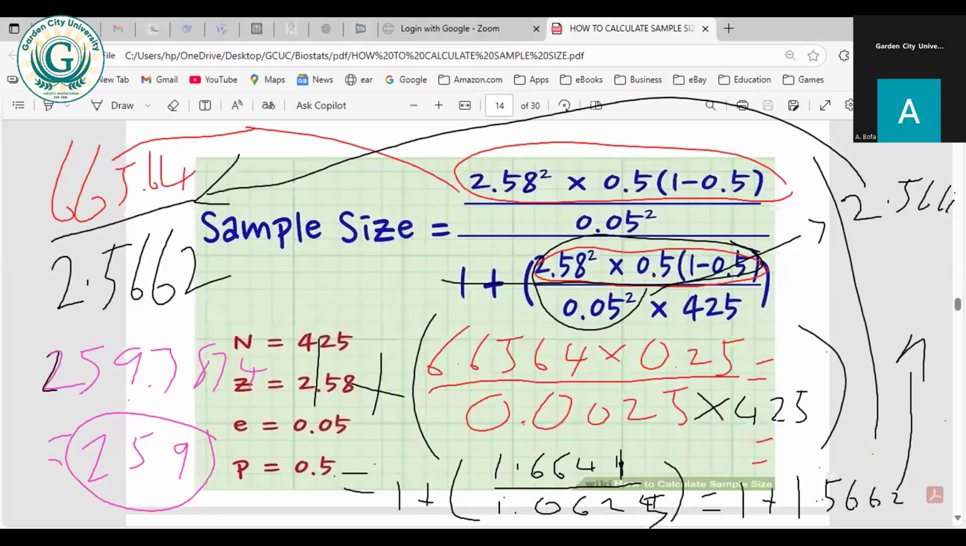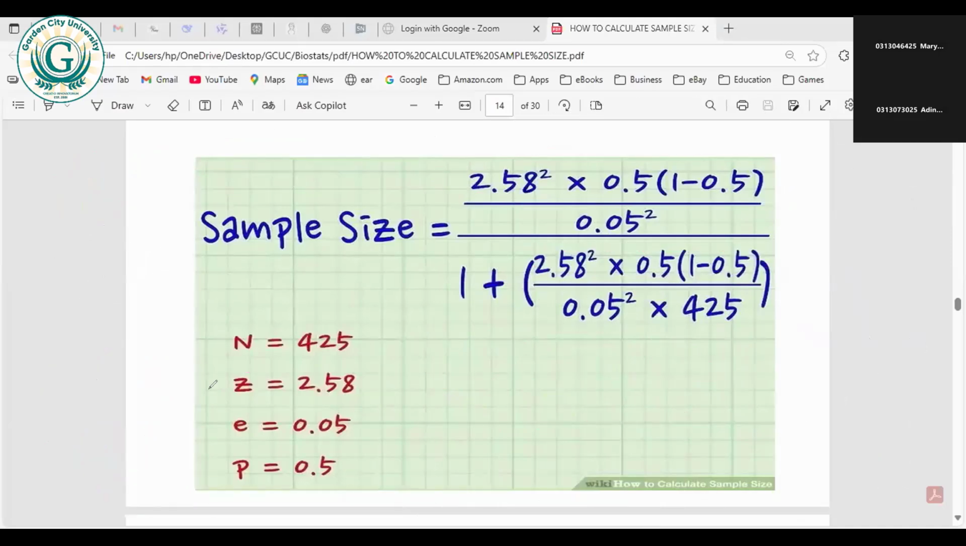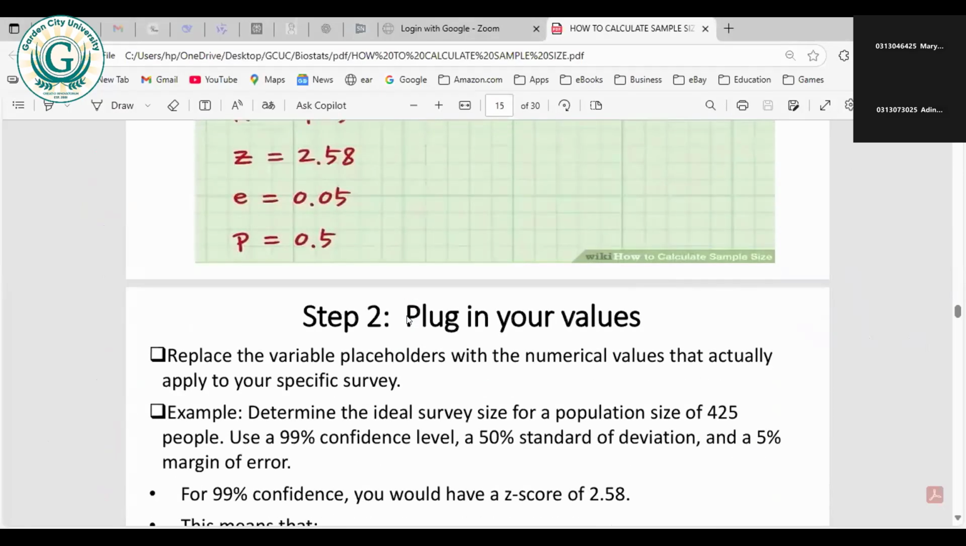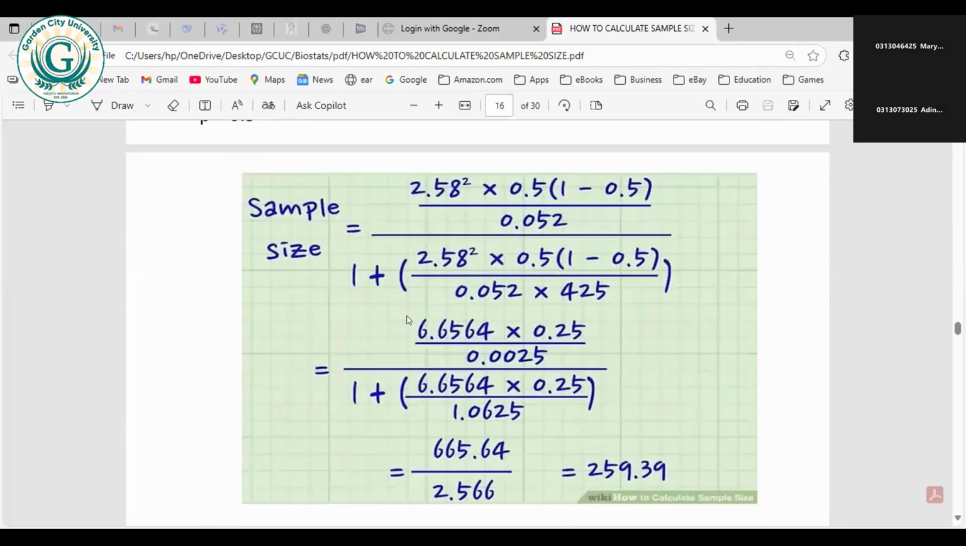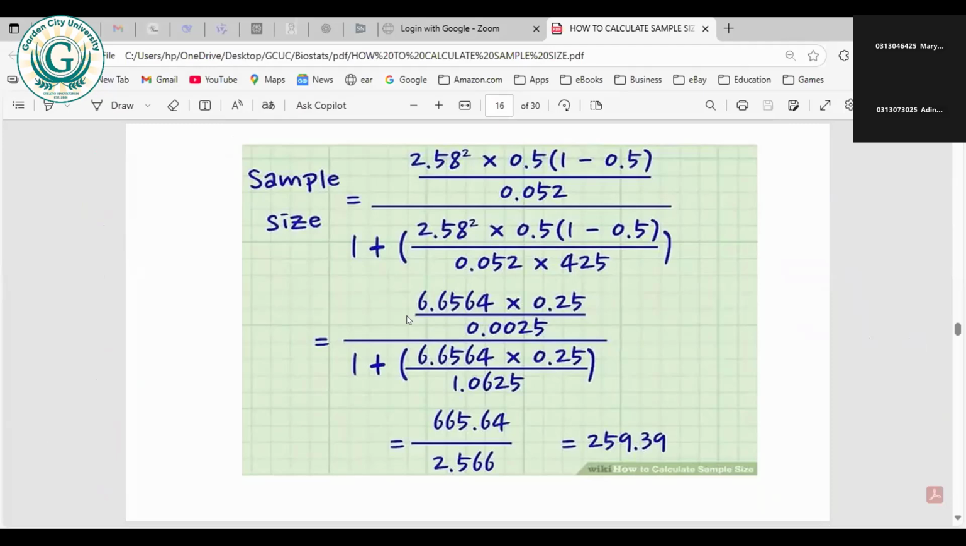Any question? I think I can clear everything. Let me show the slides to you. If you have a question, let's see if we have the same thing on the slides. Let's see if we are getting the same answer. Good. So we also have 259. You see, the final answer is 259. Do you have any question?